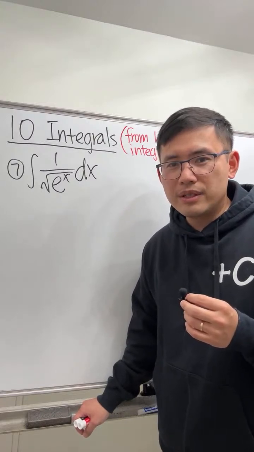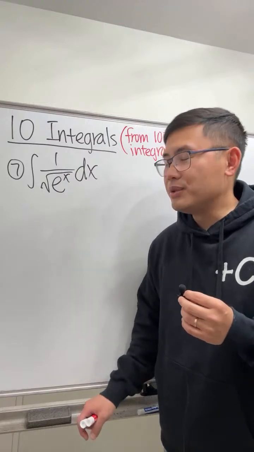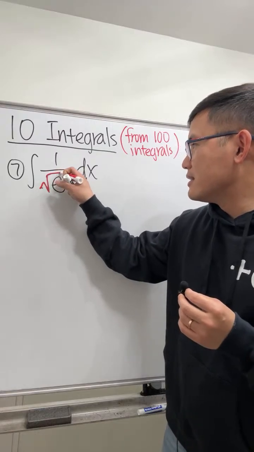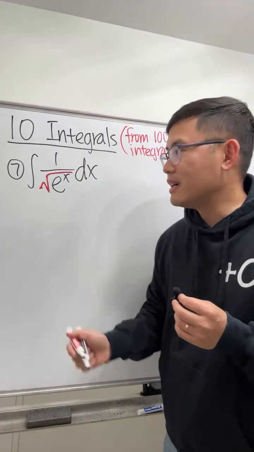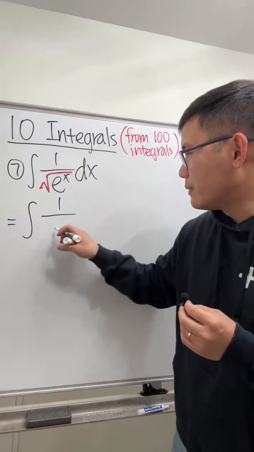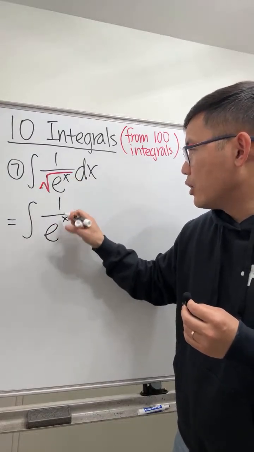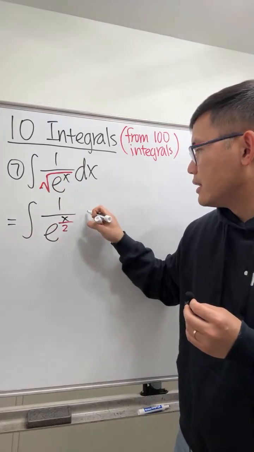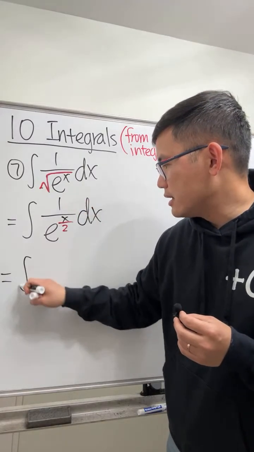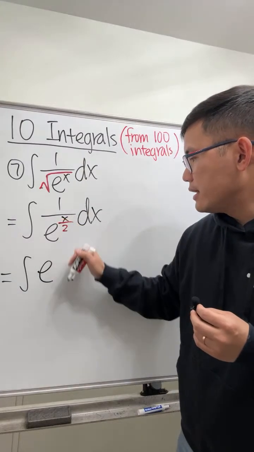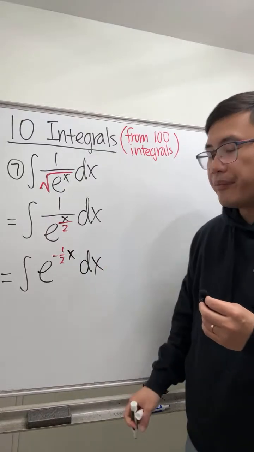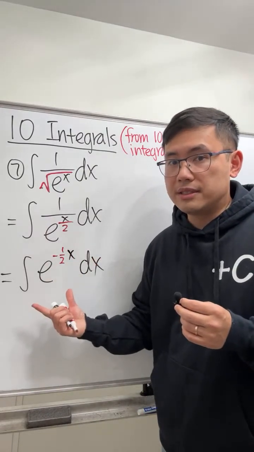It's the same as integrating e to the negative x over 2. True that, because this right here is just a square root, which is the 1/2 power. So it's just doing some algebra. This is the same as 1 over e to the x over 2. Then we can bring this up and we can look at this as the integral of e to the negative 1/2 times x dx. So it's just integrating this.